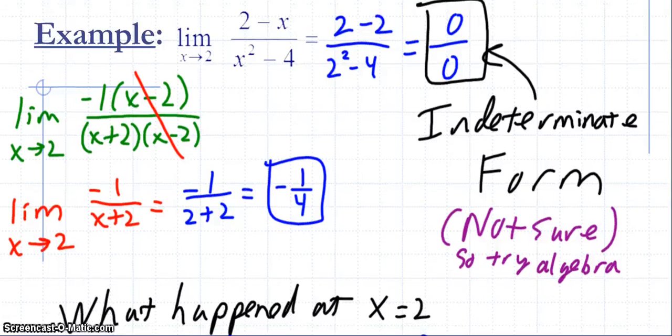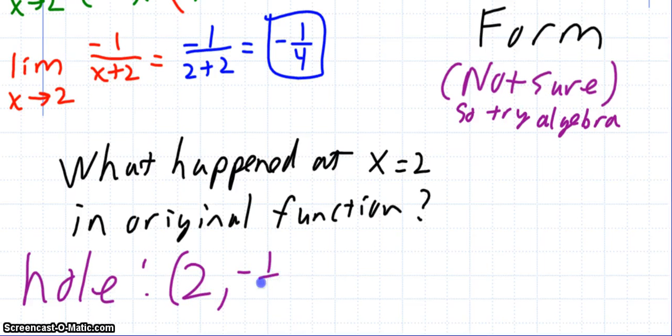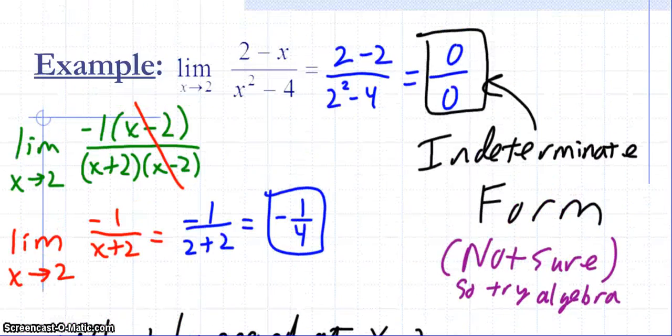So now let's talk about, well, what happened at x equals 2 in the original function? Think about it. What was it? Very good. That was a hole. So, well, what was happening at the hole, or where was the hole? The hole was at 2, negative 1/4. Remember that to find the y value of a hole, you reduce the function and use the reduced function.